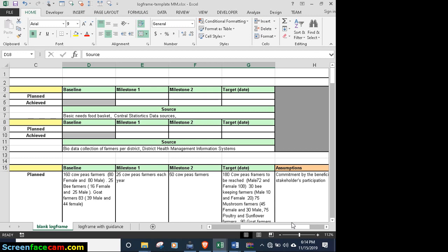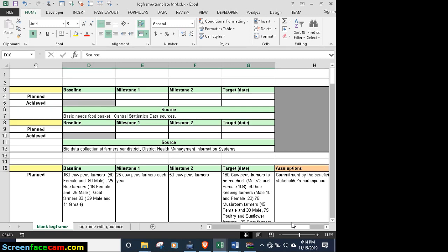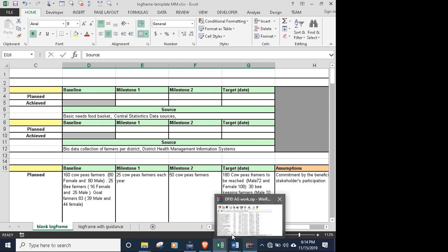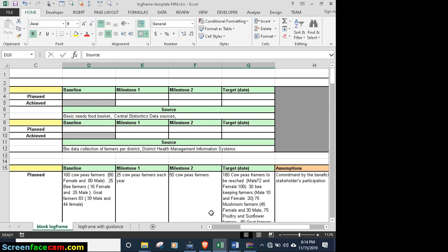Then at the bottom here, they ask you, what is the source document? Remember our means of verification. Where can we get this information that you are talking about in terms of you achieving through the indicators? Okay. So this is the template they expect you to report on if you apply for DFID funding. They give it to you on an Excel template.